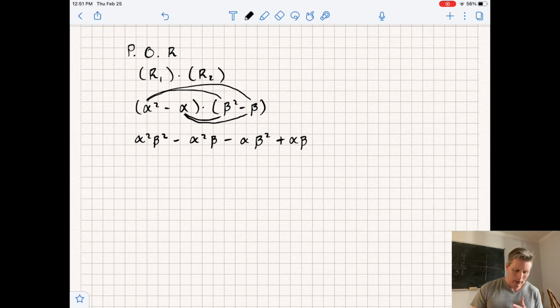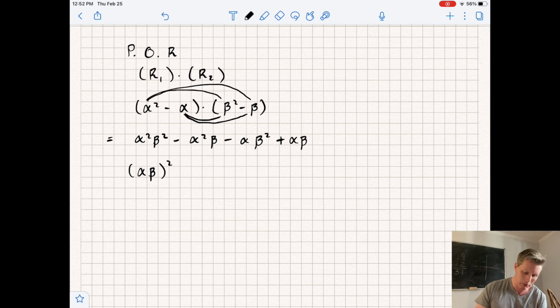All right. In order to get this into alpha plus beta and alpha beta terms, I'm going to have to adjust this a little bit. I'm going to have to do a little bit of factoring. So alpha squared beta squared, well, that's just alpha beta squared, right? Alpha squared beta squared is simply alpha beta squared. And of course, I know alpha beta. Minus alpha squared beta and minus alpha beta squared. What I'm going to do there is I can factor out an alpha beta.